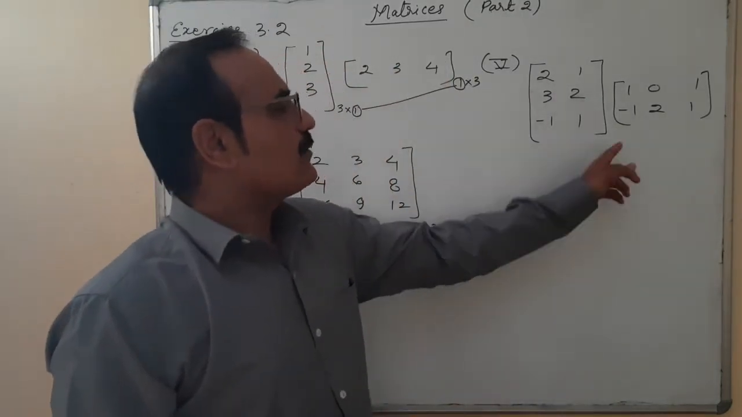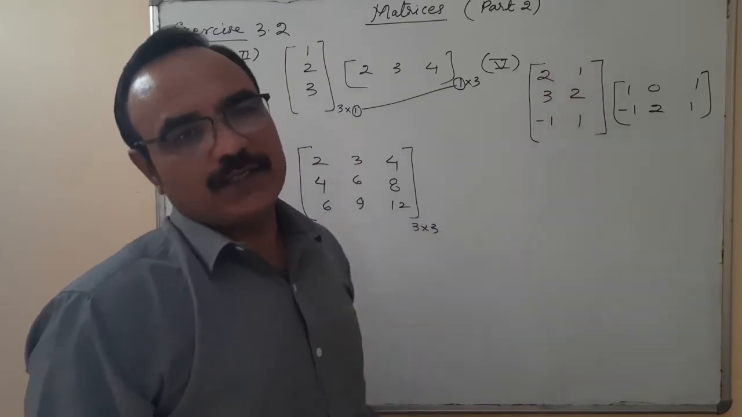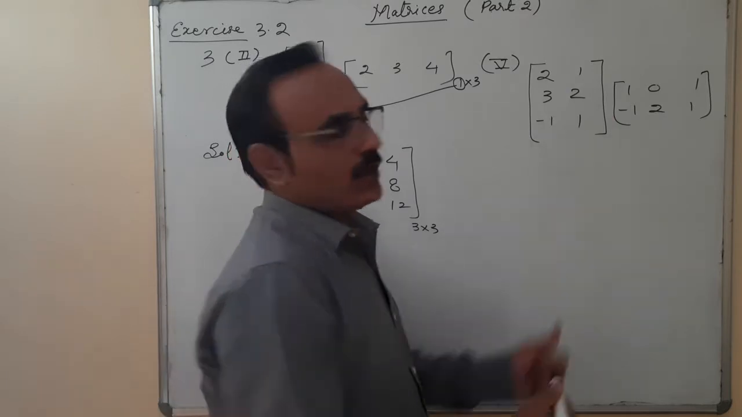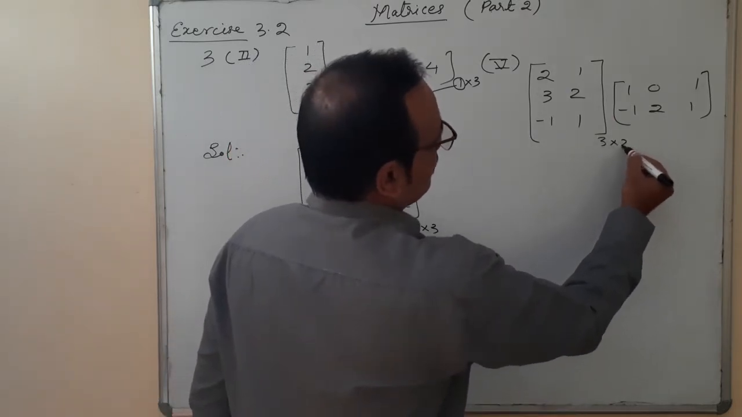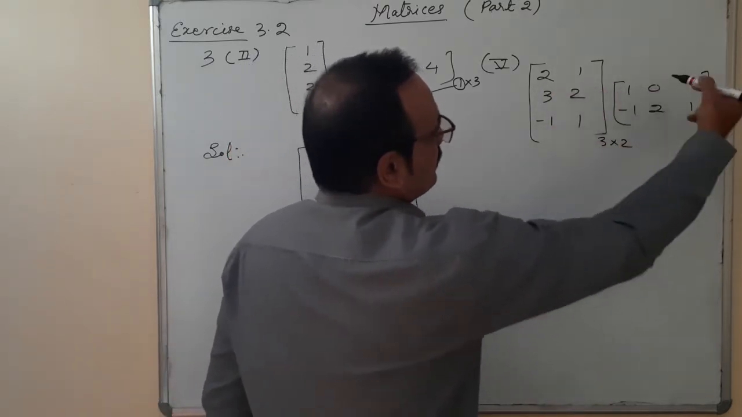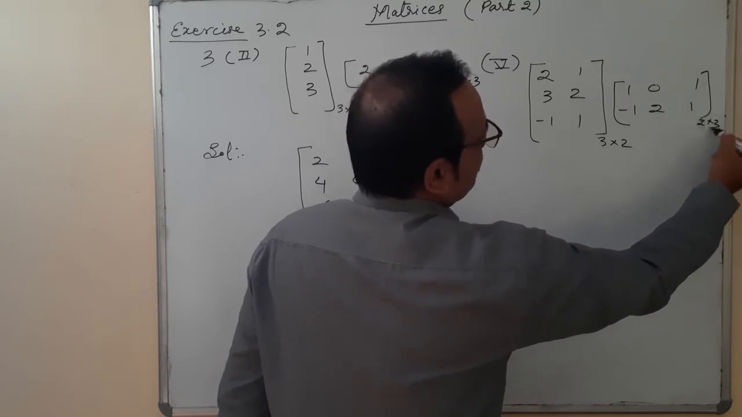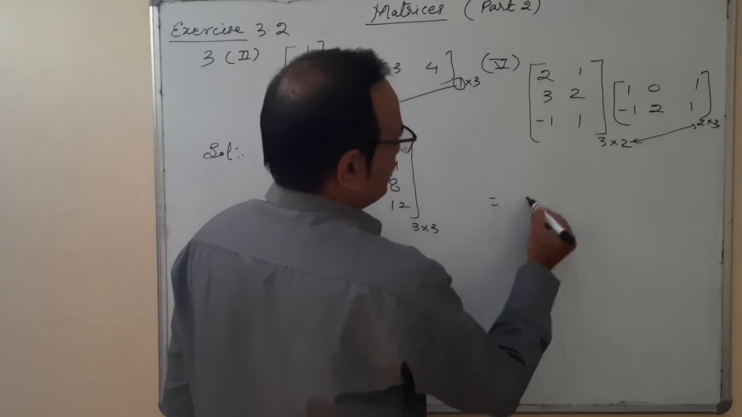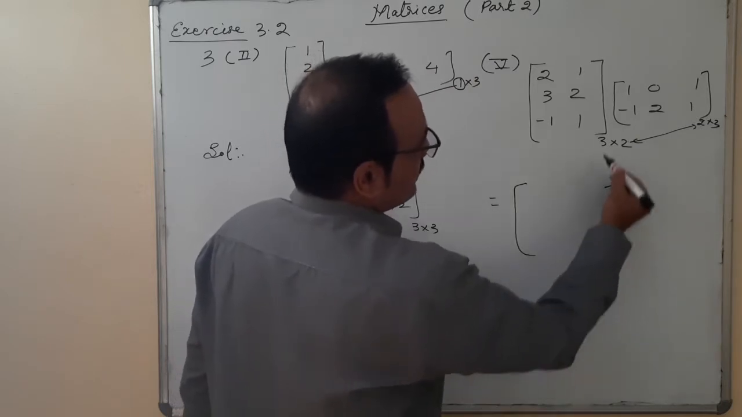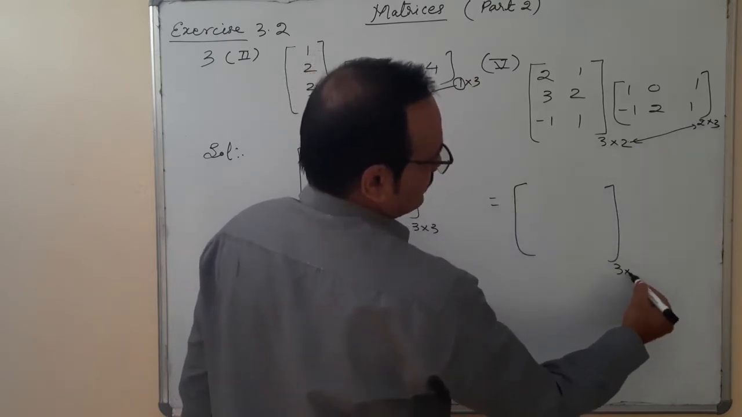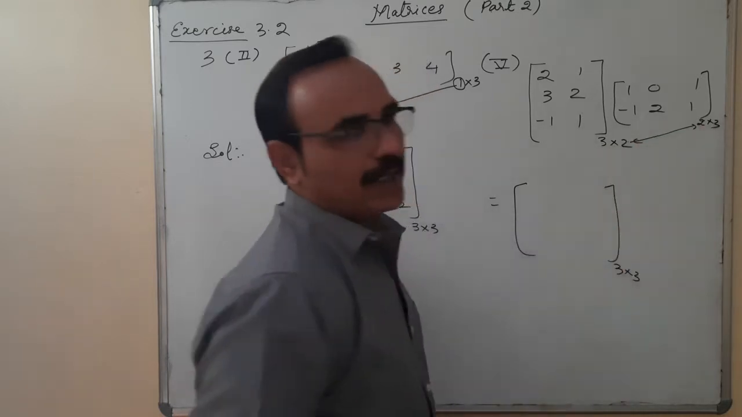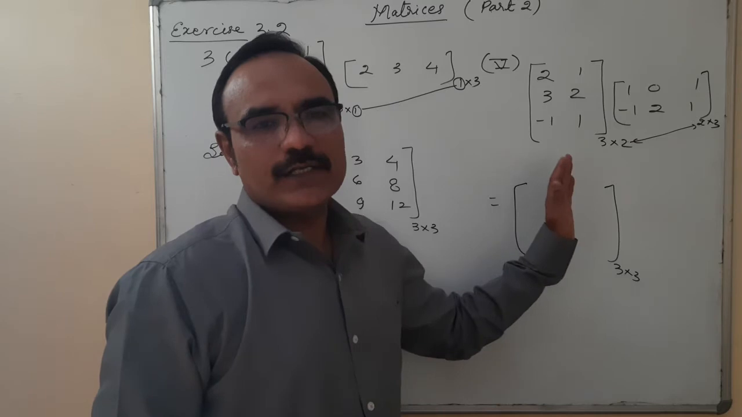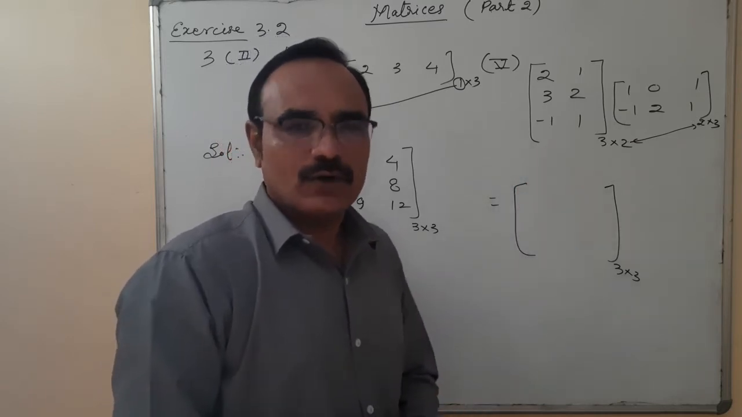Friends, first of all, we have to write the order of this matrix. This is very important. It has 3 rows and 2 columns, always first rows, then columns, so 3 cross 2. This one is 2 rows, 3 columns. They are the same, so the resulting matrix will be 3 cross 3. That is a clear indication that whatever matrix we get has 3 rows and 3 columns.